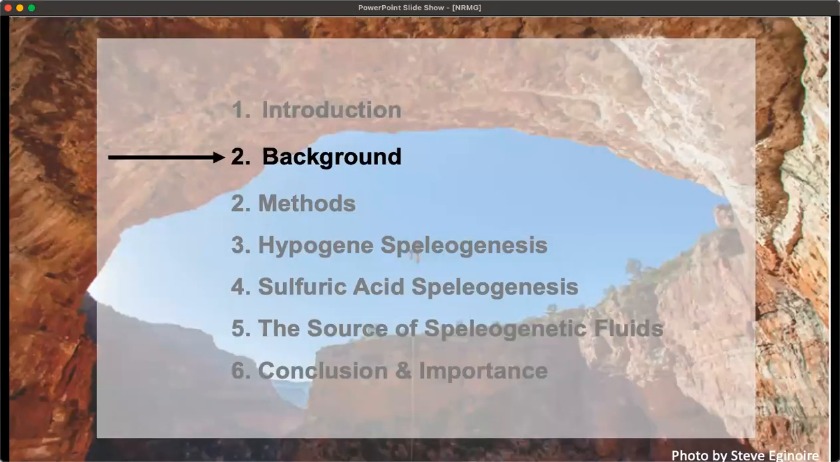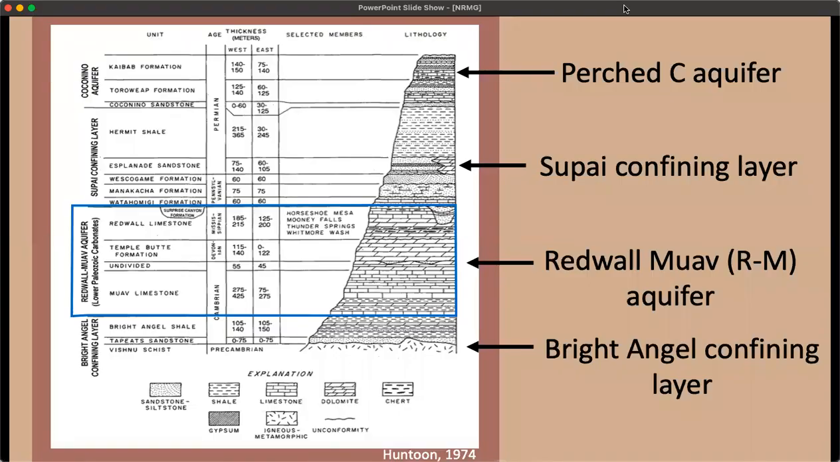Okay, moving on to the background, it's important to talk about the geologic setting in Grand Canyon to help frame my speleogenetic framework. Since the Grand Canyon is such a complex geologic setting, we're going to go through the hydrostratigraphy, the lithology, and the structure of my study area.